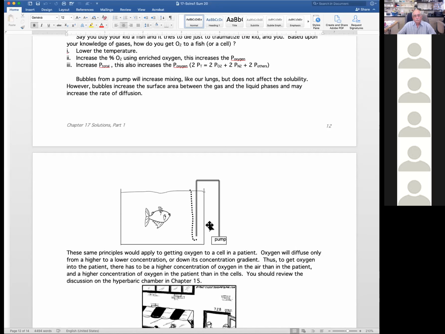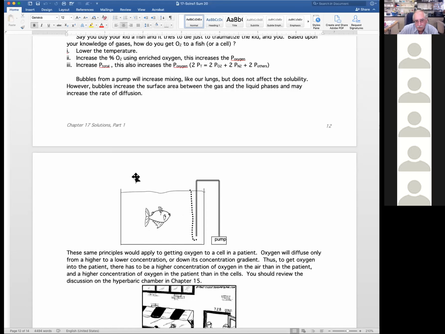So here's an aquarium. There's a fish. Looks like he's not too happy. Most likely it's because he's not getting enough oxygen. So how would we get oxygen to that fish? First of all, we have to make sure that the temperature of the water did not go up, because that causes oxygen to leave. What else could we do?